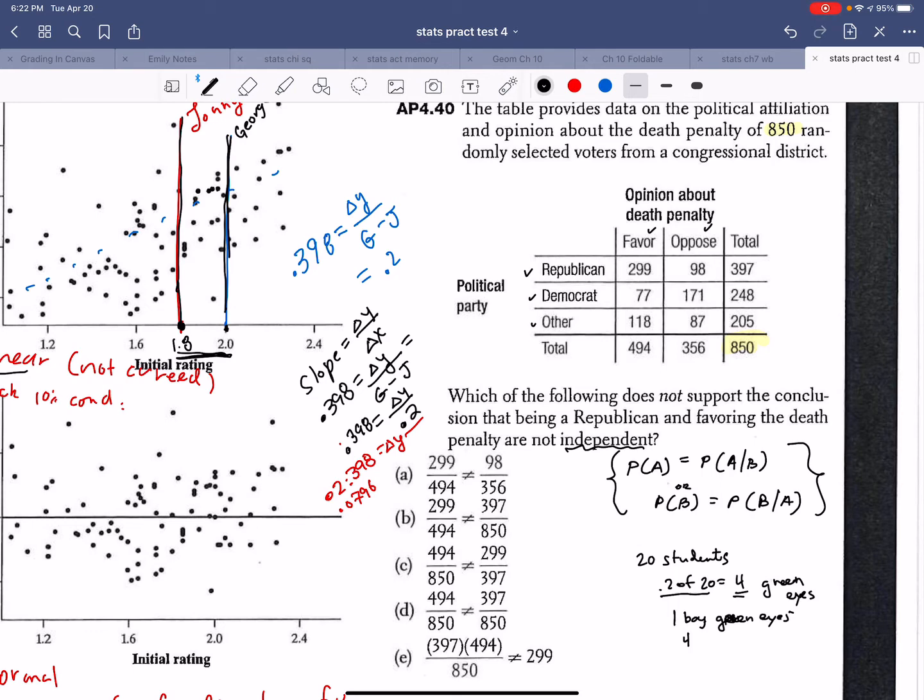Hold on, I'm trying to set up the problem here, where it is independent. So it's easy to see that, oh okay, that would be independent. So let's see, 1 divided by 5. Let's say there were only 5 boys in the class. So 1 out of the 5 boys had green eyes.